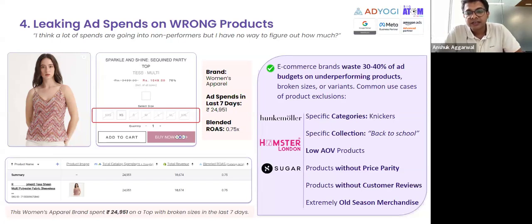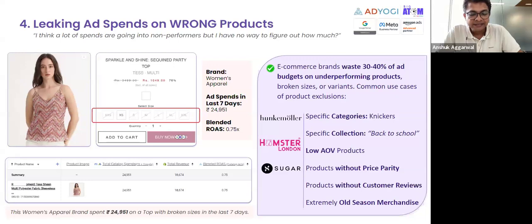Or it could be a product which you simply don't want to promote to your prospects. You want to promote it only to your existing customers. For example, it could be a category like innerwear, which you don't want to actively promote on platforms like Meta, right? So when you look at these top 10 products which are getting traffic, you may be able to figure out that a few of these products are not the ones you want.